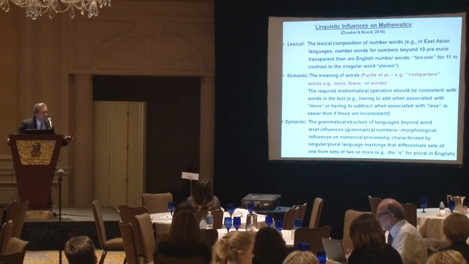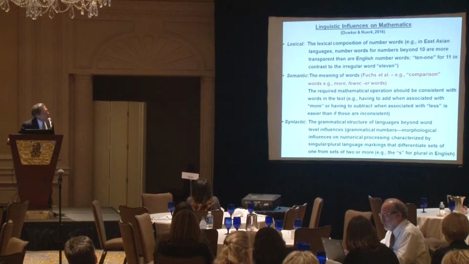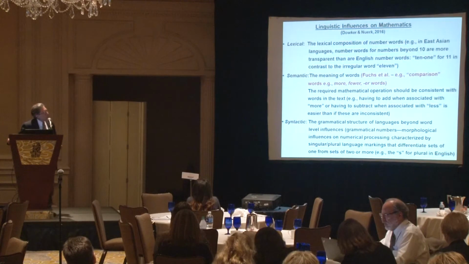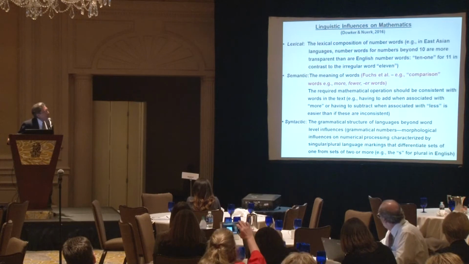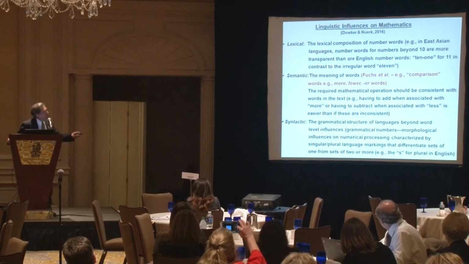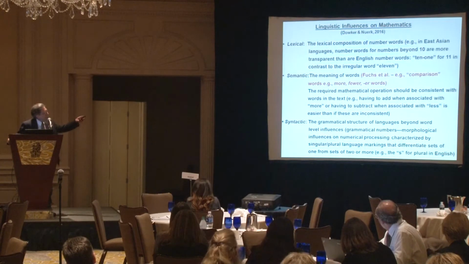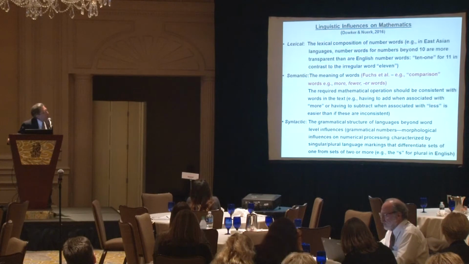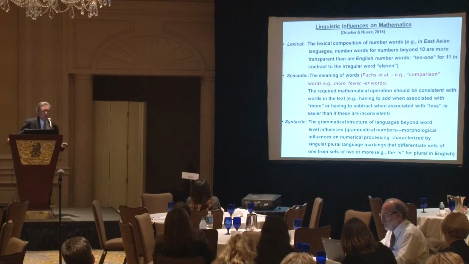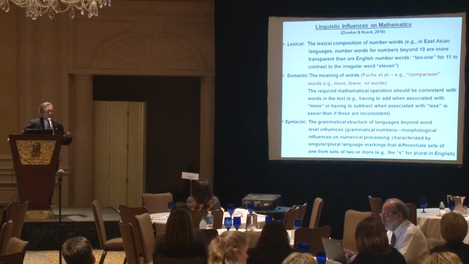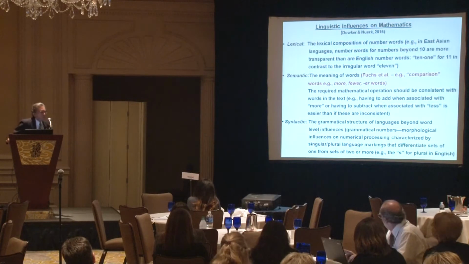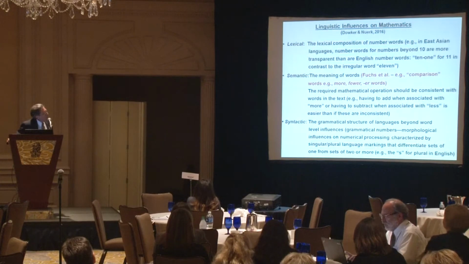There's the lexical composition of number words. For example, as many of you would be aware, in East Asian languages, number words for numbers beyond 10 are more transparent than our English number words. In other words, 10-1 is more transparent with respect to standing for 11, in contrast to the irregular word 11. So that results in usually more rapid acquisition of the base 10 concepts.